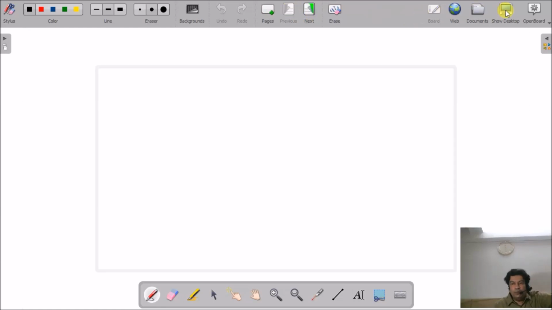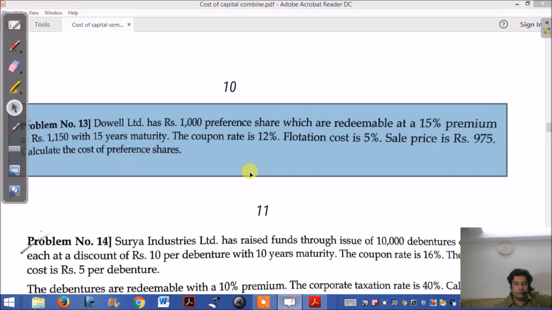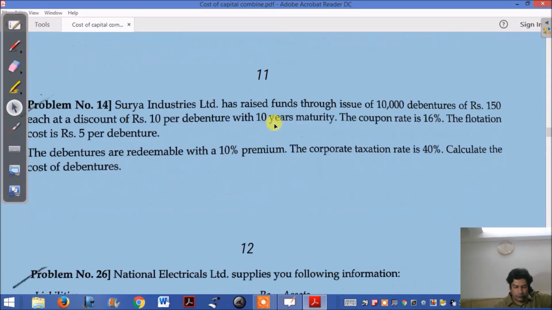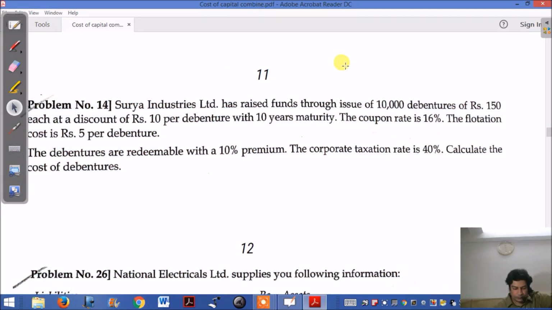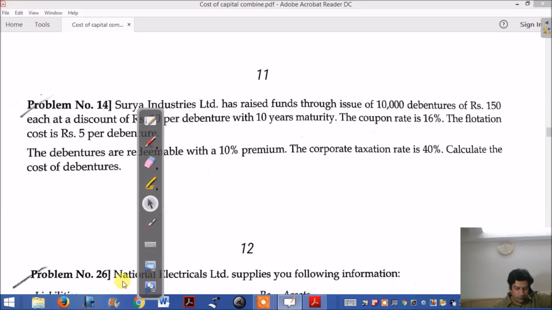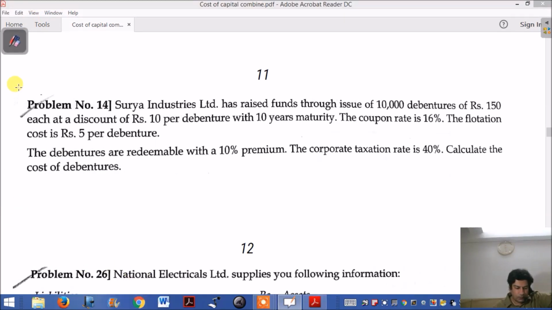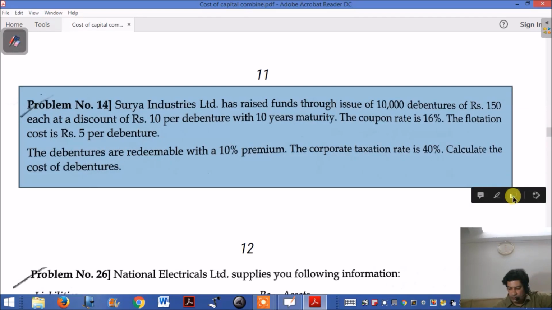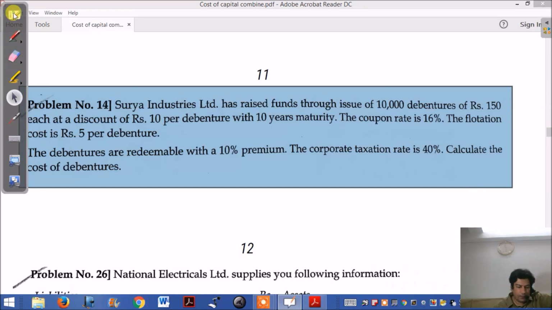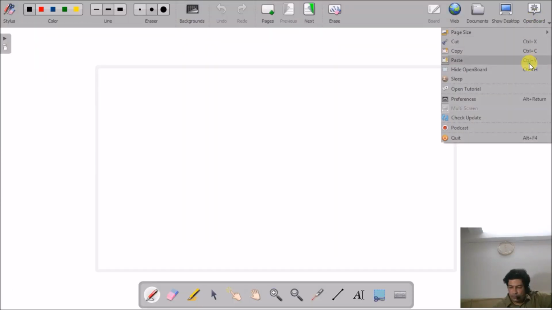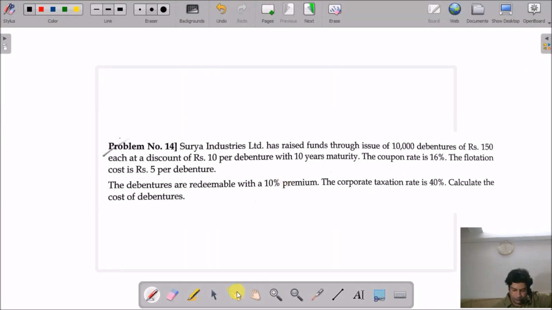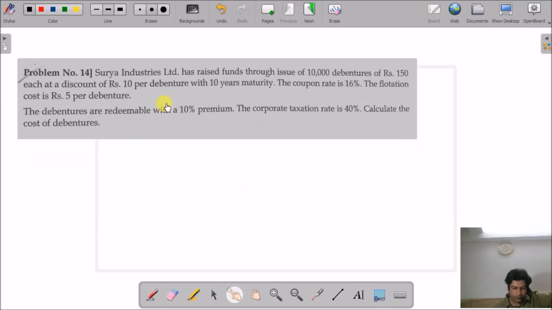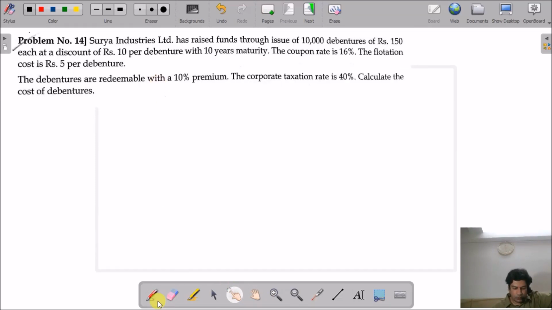So now we will be moving to the next sum. Now we are moving to our 11th sum. Now I will be copying this 11th part.